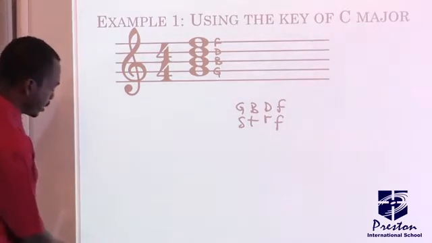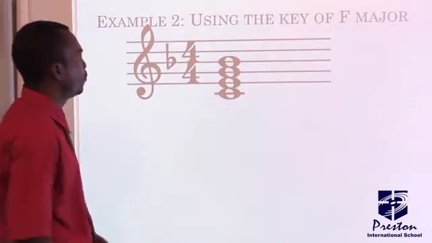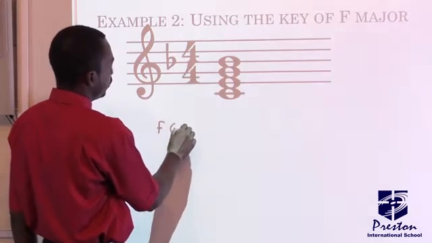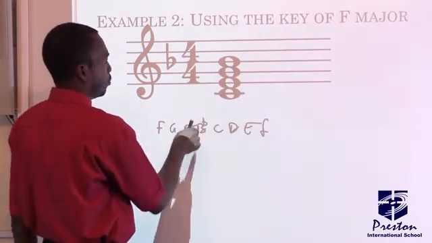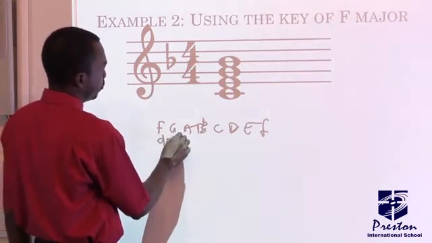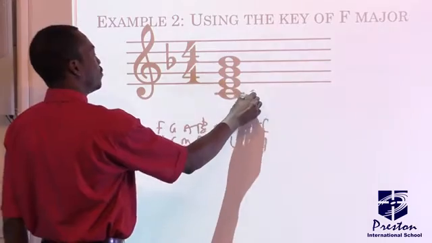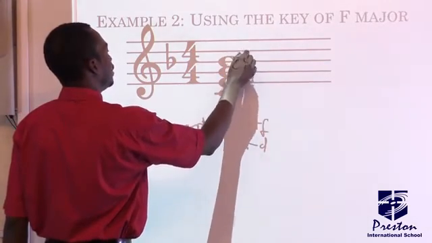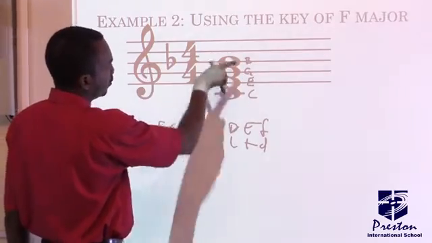Okay, let's look at another key. Using the key of F major. If you look at F major, you know F major: F, G, A, B, C, D, E, F. We have B flat here, then this is going to be Do, Re, Mi, Fa, Sol, La, Ti, Do. Here we have C, E, G, and B. Mind you, this is not B, it's B flat. It has been flattened here.